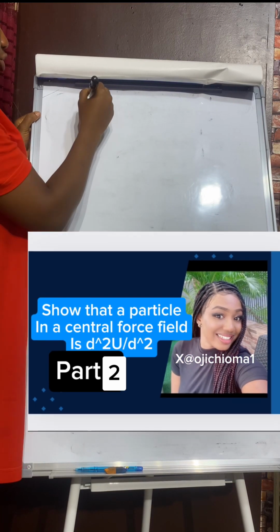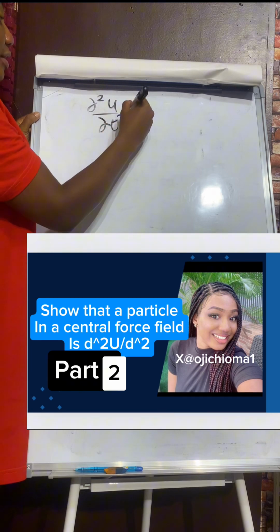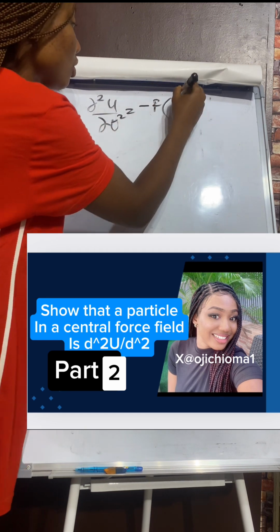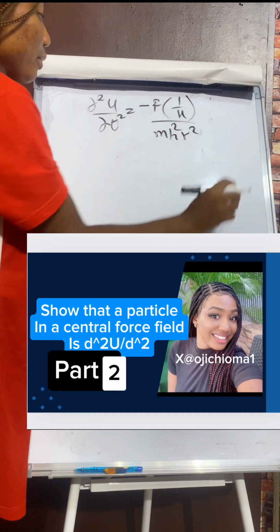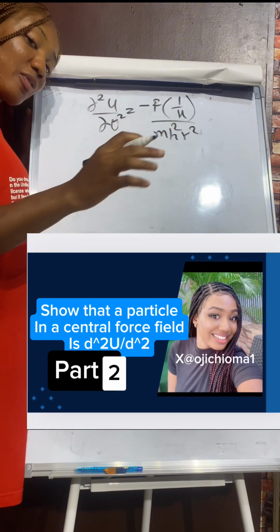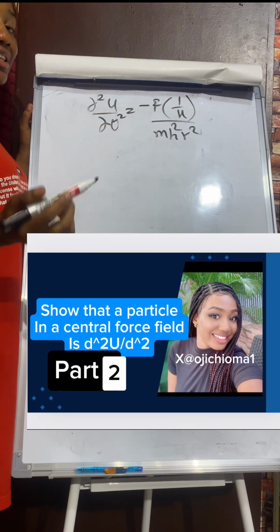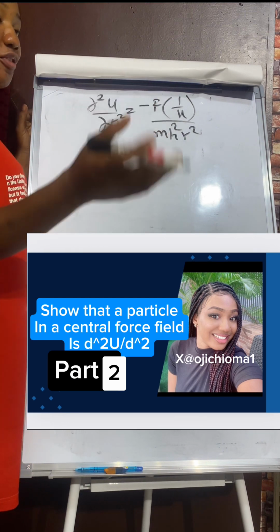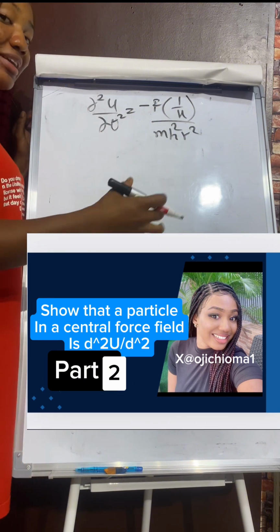Remember, we have to prove this equation: d²u over dθ² equals minus f(1/u) over m h² u². Initially, the first question wasn't correct, because I told you that the second derivative is an acceleration and it has to be due to a function. It is the gradient of the gradient. Finding the gradient of the gradient.